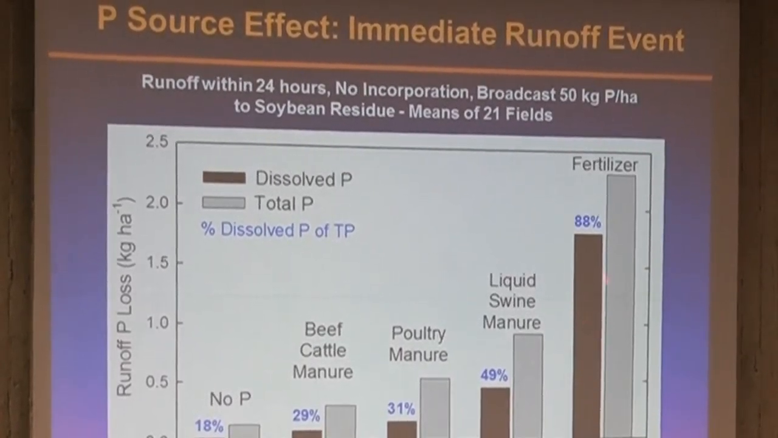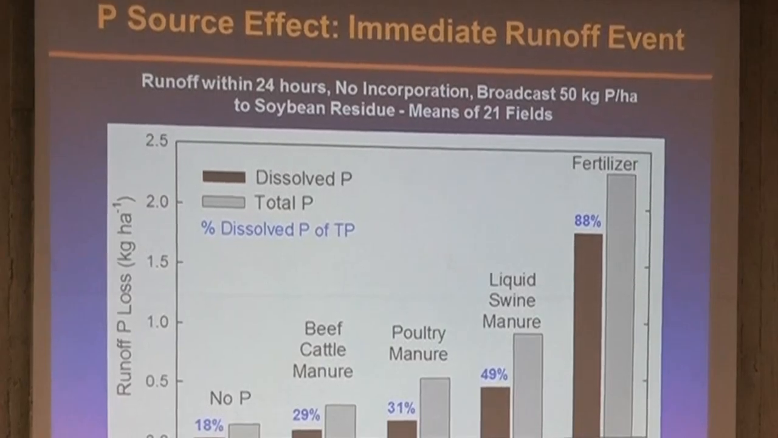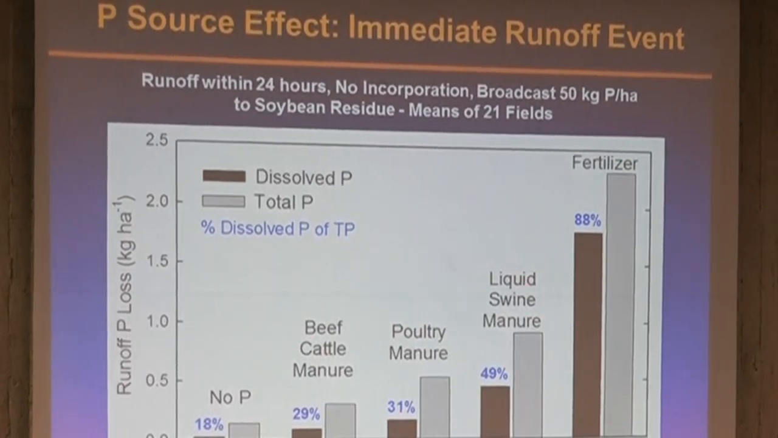And then I put in blue here one of the main objectives of the presentation: what's the impact of the source on the proportion of the dissolved P of the total P in the runoff. We can see very clearly it's much lower in the solid manures, much higher in the fertilizer, and about intermediate in the liquid manure.